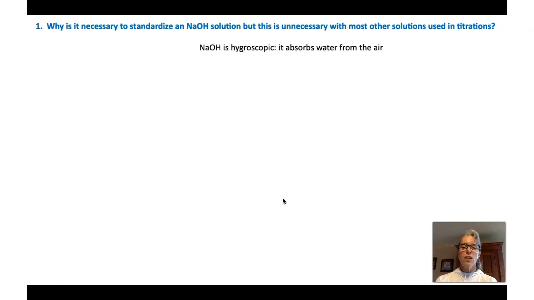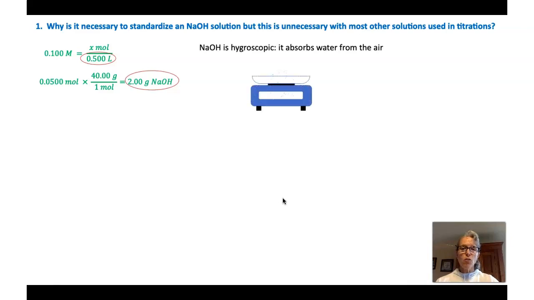So the answer really stems to this property of sodium hydroxide. It's hygroscopic, which means that it absorbs water from the air, and it actually absorbs a fair amount. So let's say we're planning to make a 0.1 molar solution. We do all of our calculations and we figure that we need 2 grams of sodium hydroxide. So we get out our balance, we scoop out what appears to be exactly 2.000 grams. We're really careful, we use an expensive analytical balance, but the problem is the sample, because of the hygroscopic nature of sodium hydroxide, the sample's not pure.